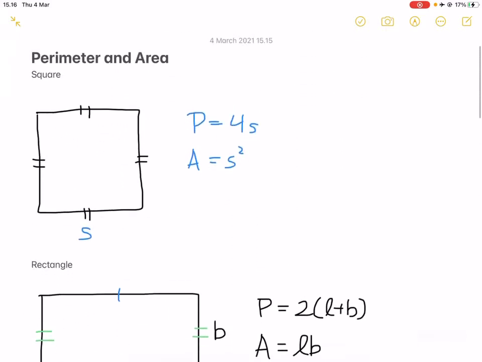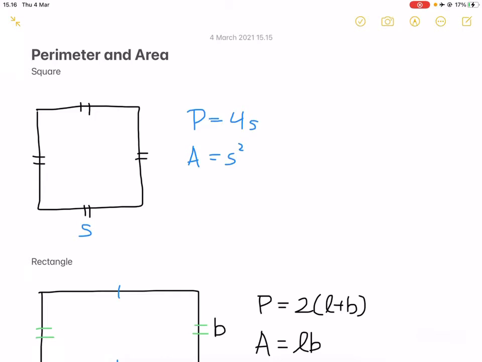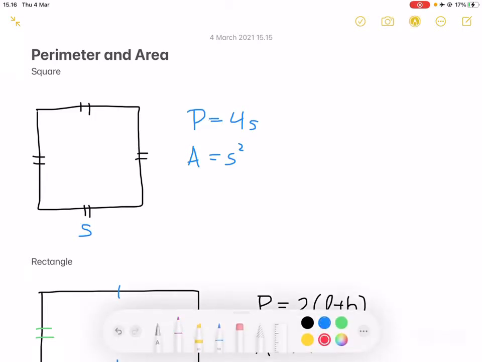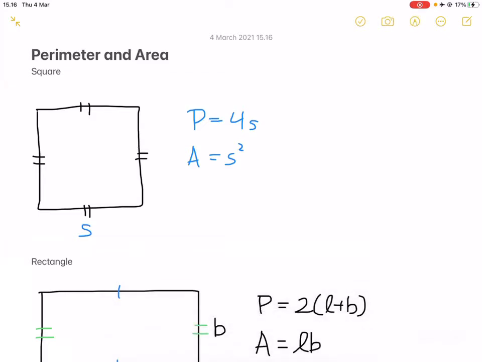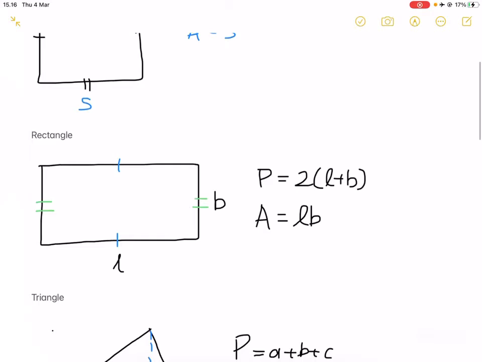First we're going to start with the square. The square has 4 equal sides and I'm just going to call this length S. The perimeter is given by 4s, or in other words 4 times the length of its side, and the area is s squared, in other words the length of the side of the square squared. So that's it for the square.